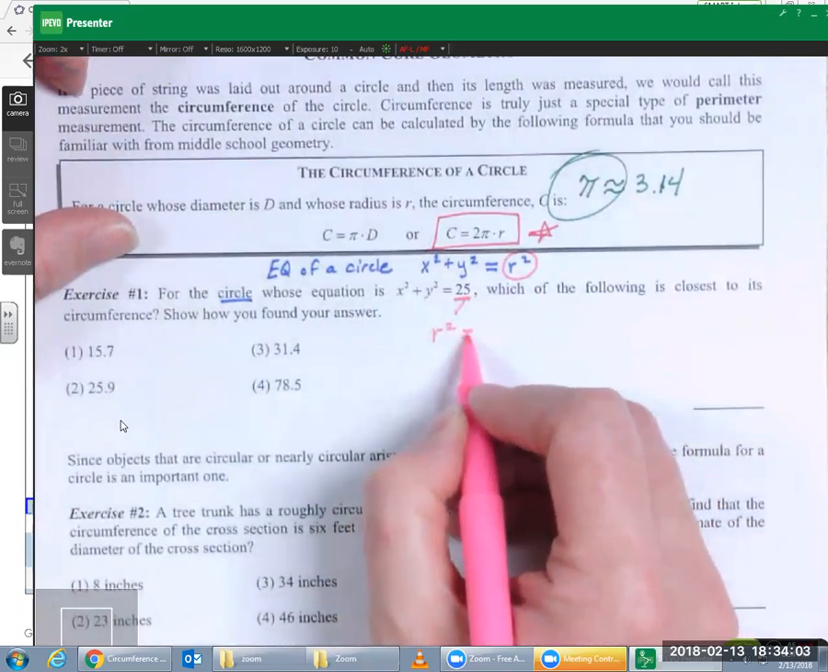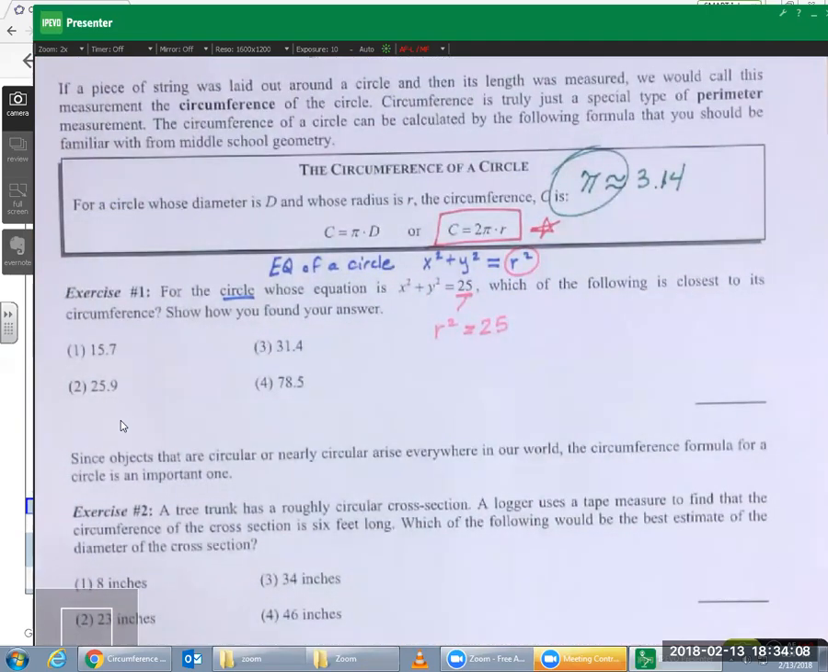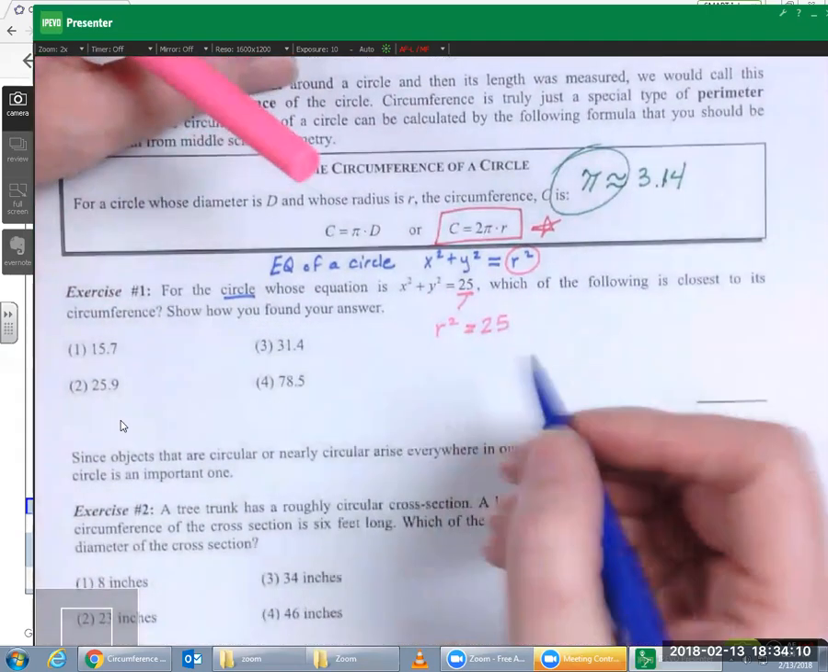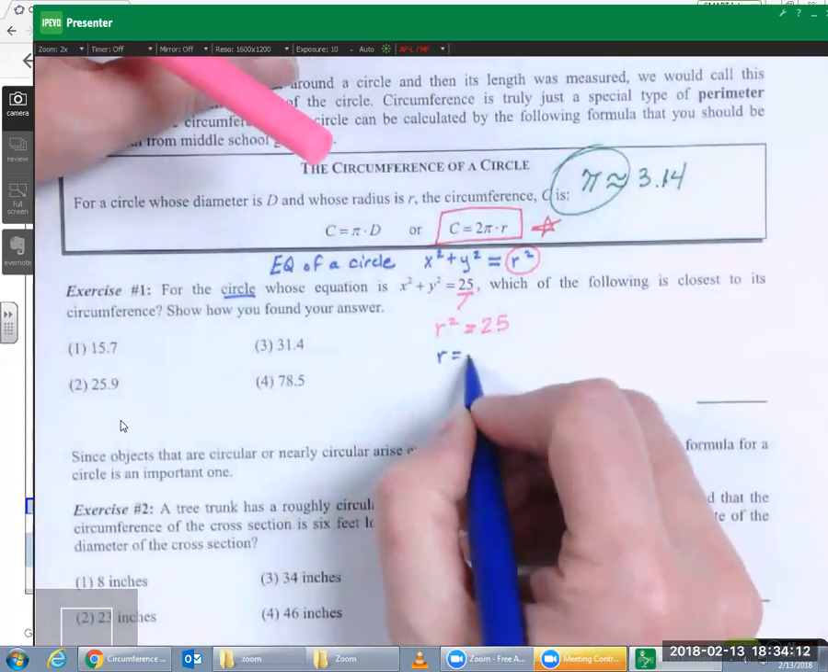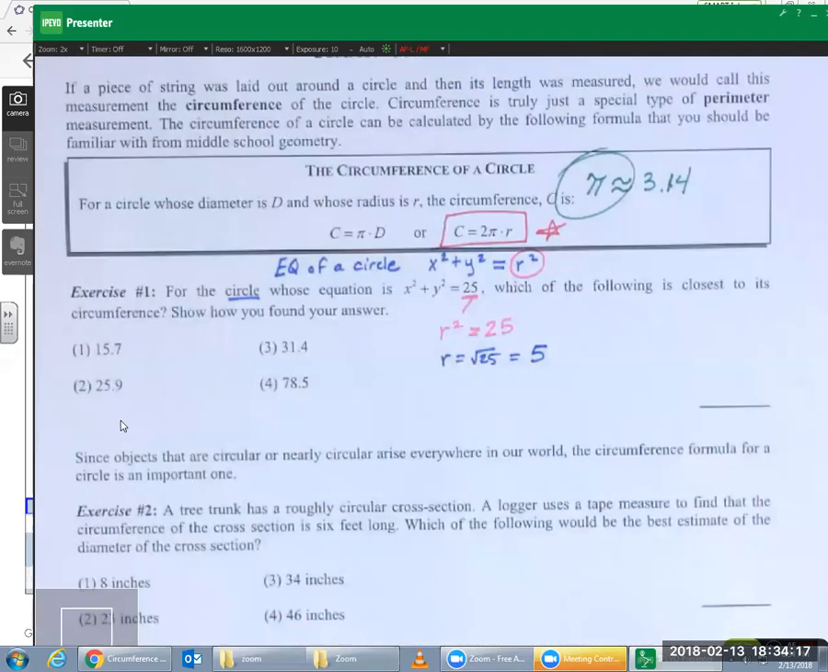Let's set this up as an equation. The radius squared is 25. So that means the radius is going to be the square root of 25, or 5. 5 times 5 is 25, right? So 5 is the radius of our circle.